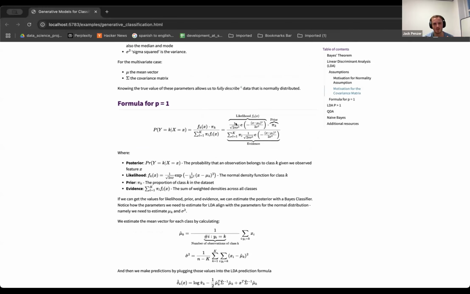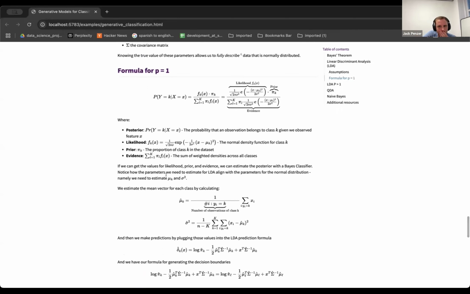I think it will take too long to really go through this stuff more fully. So we'll just say that to make our predictions with LDA, what we need to get the likelihood is values for just two parameters. Those parameters are hidden in here.